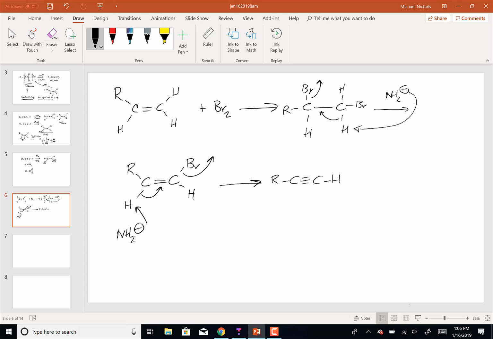Okay. So in each one of these steps, and when you're showing it in the homework problems for Friday, you want to make sure that you're just showing the hydrogen and the bromine being trans.